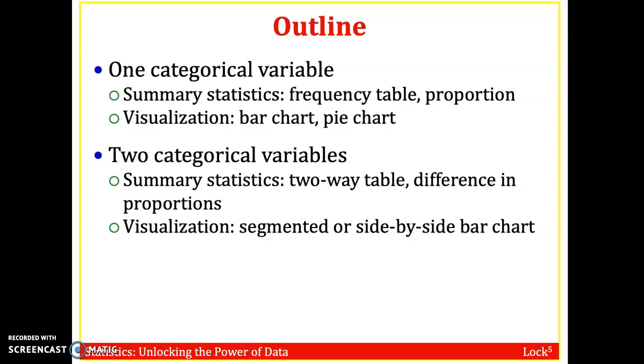In this chapter, we're going to look at one categorical variable and also two categorical variables. So analyzing just categorical variables, we'll look at frequency tables and proportions and the way to visualize. We'll look at bar charts and pie charts. There is more than one way to visualize categorical variables, but we'll just focus on these two.